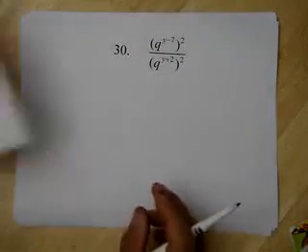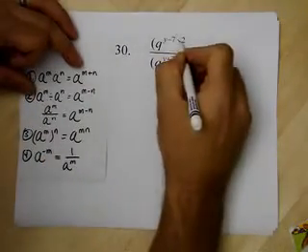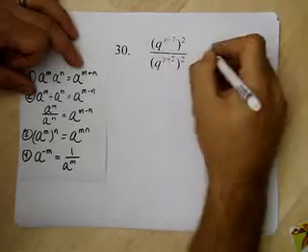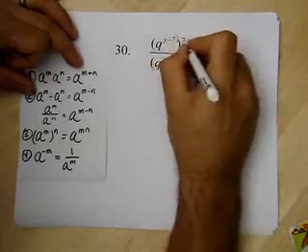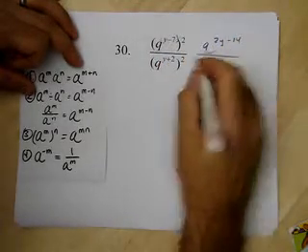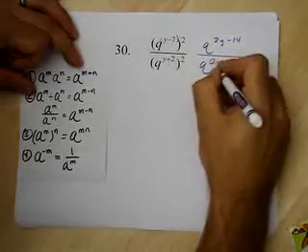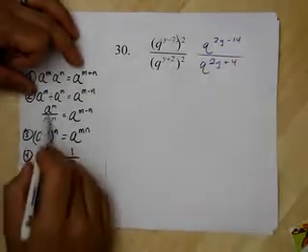Alright, this one. What rules am I using here? Well, I have a power raised to a power. It's right outside, so I multiply 2 times this thing. So I end up with Q to the 2 times this, right? 2 times that is 2y minus 14. On the bottom I have a Q to the 2 times this guy, 2y plus 4. Now I have this divided by this. It looks like this, doesn't it?